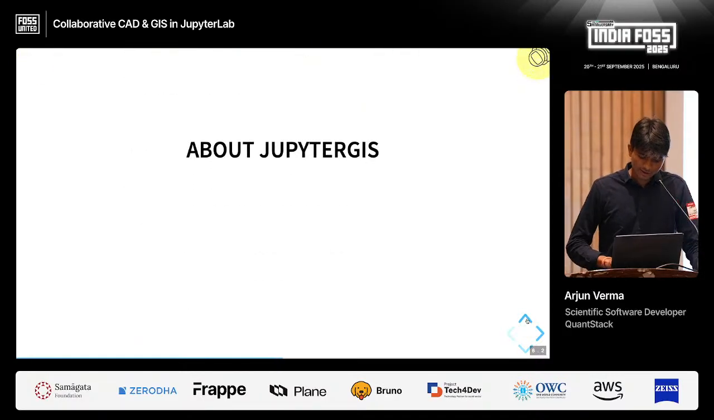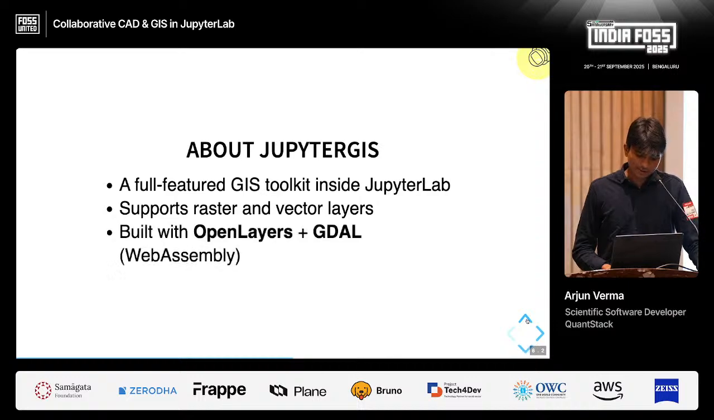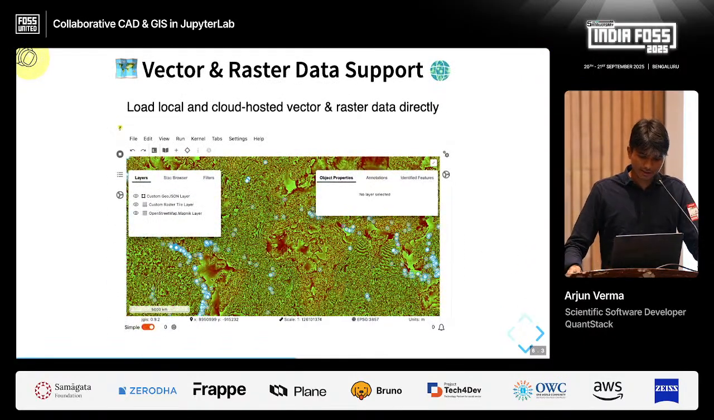So Jupyter GIS is a full-featured GIS toolkit inside JupyterLab and also works in JupyterLite. It supports raster and vector layers. The front end is built on OpenLayers, and the backend processing happens on GDAL, compiled in WebAssembly again. So it has vector and raster data support.